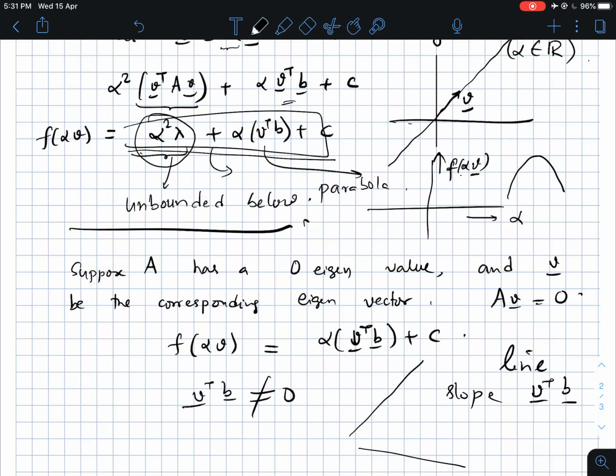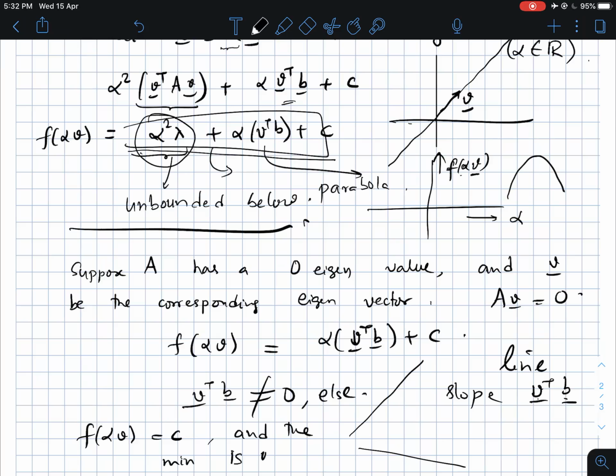So the only possibility for us to consider is when V transpose B, the slope, is exactly equal to 0. And if the slope is equal to 0, then this line just becomes a horizontal line. In other words, the function value is C at all points on this line. So f of alpha V equals C if V transpose B equals 0, right? And the minimum is not unique.